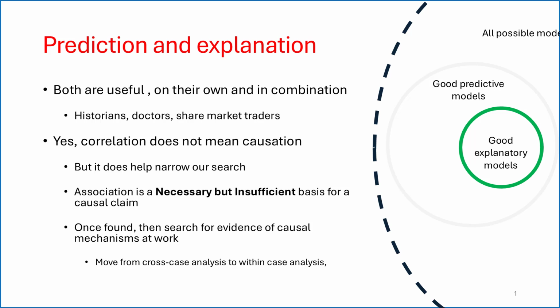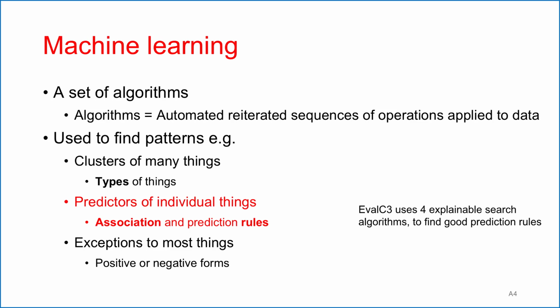Like related configurational analysis approaches such as QCA, EvalC3 tries to connect the process of developing good predictive models and identifying which of these are also good explanatory models. It does this by moving from a broad process of cross-case analysis into a more narrowly focused process of within-case analysis. Many of the steps that you'll see in the use of EvalC3 are about cross-case analysis, but they all lead up to the choices which will then inform useful within-case analyses.